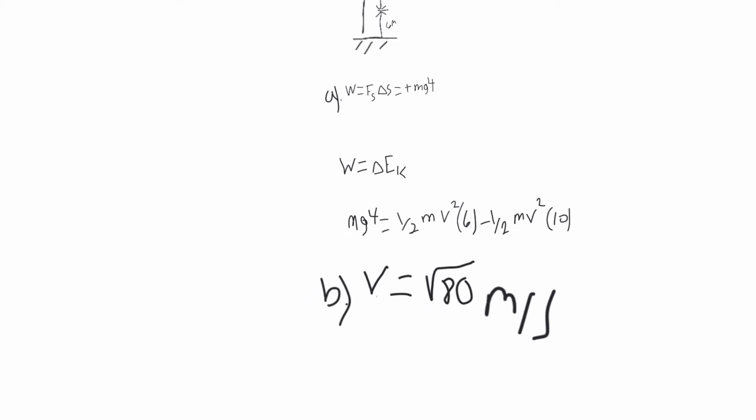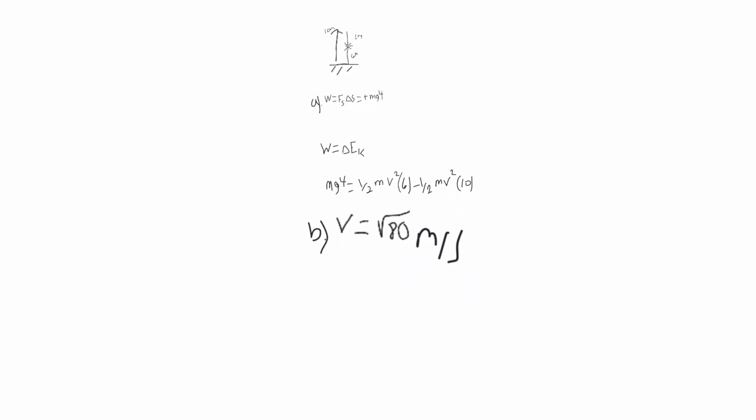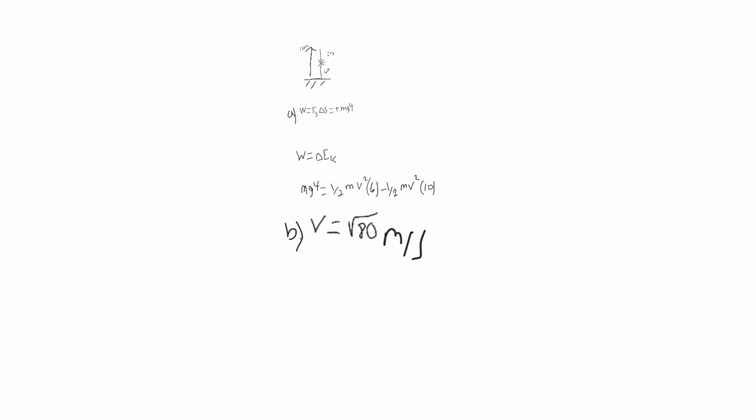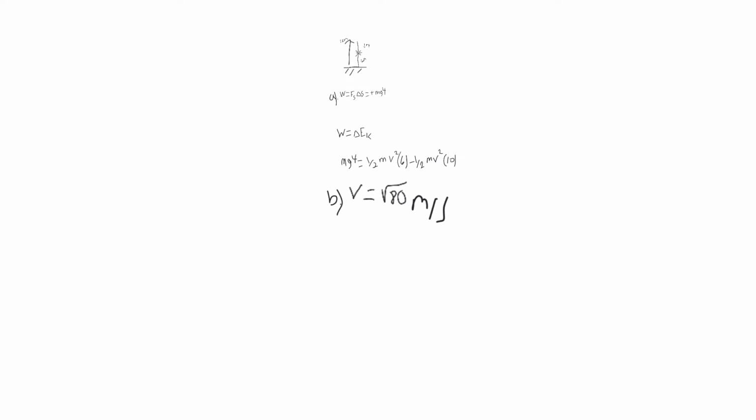Okay, now to find the velocity, we know that the work is equal to the change in kinetic energy. If we plug in what we already know, the work, mg times 4, is equal to the change in the kinetic energy. That's what this formula is, right? So you just plug in what we know: the final is 6, the initial is 10. You plug that in and then solve for the velocity. You should get the square root of 80, which is around 9 meters per second. So that's how you do part A and part B.